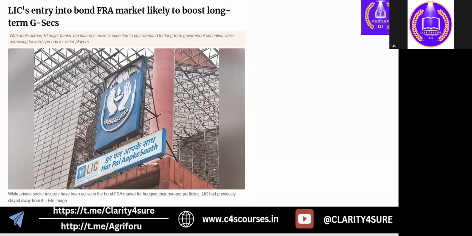Today in this session, we will discuss an important article, important news with respect to your IRDAI examination. Recently, LIC has decided to enter into the Bond FRA market. Bond FRA market is a forward market likely to boost long-term government securities. So LIC is planning to hedge the interest rate risk. That's why it is going to enter.